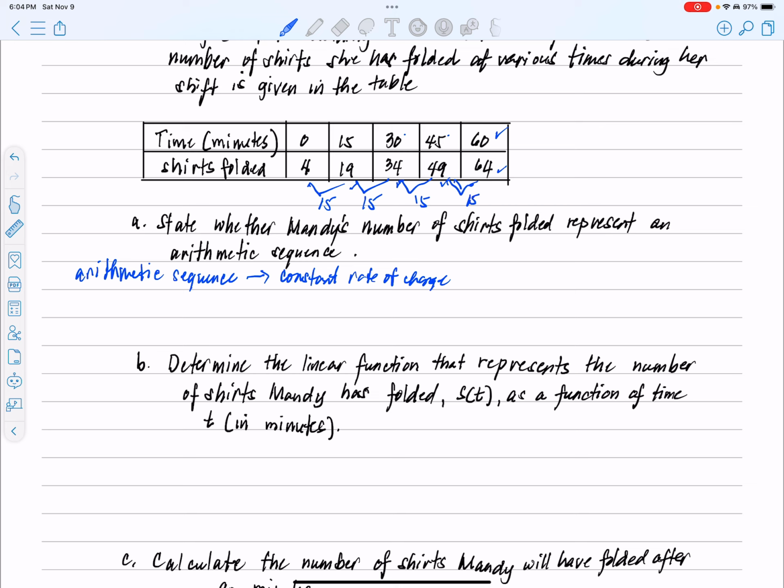Right? So therefore, since the rate of change is constant, which is 15, this is an arithmetic sequence. Okay, I'm going to write it. This is an arithmetic sequence.